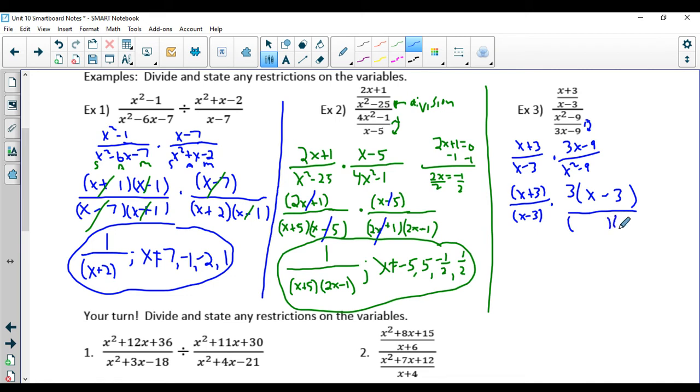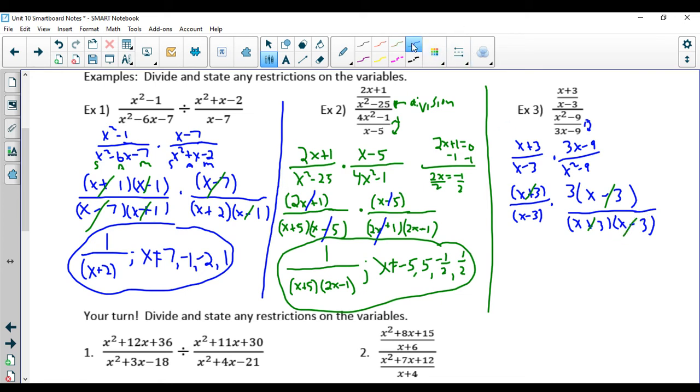And then I have no GCF for the bottom, but it is a difference of squares. So the square root of x squared is x, the square root of 9 is 3, and one plus, one minus. Now I can look to cancel. So an x plus 3 with an x plus 3, and x minus 3. Now on the bottom I have two x minus 3's. It's only going to cancel with one of them, so I'm just going to do it with this one.